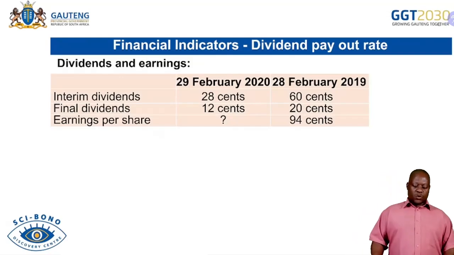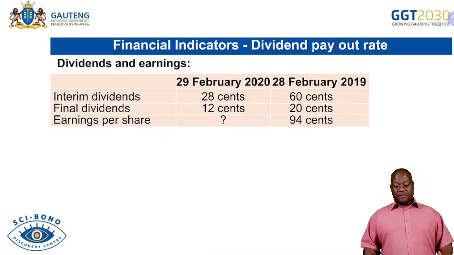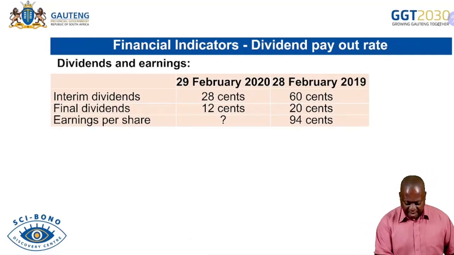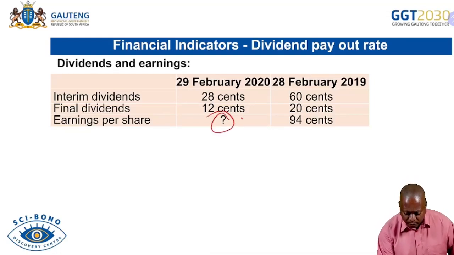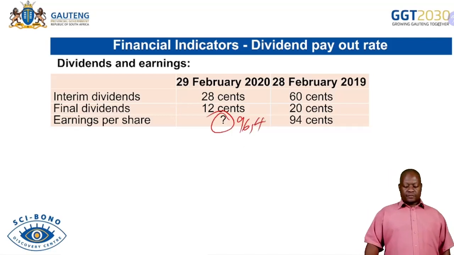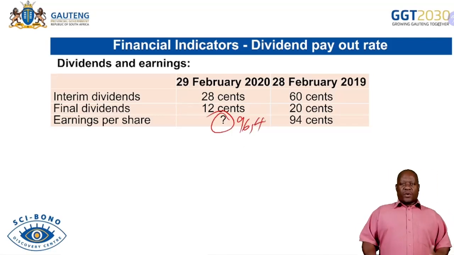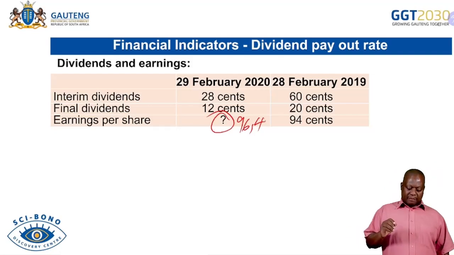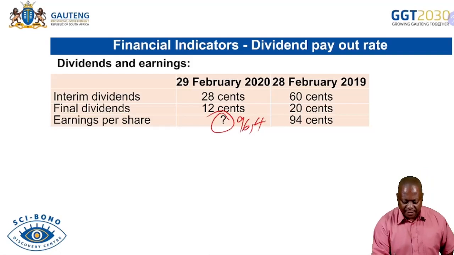So let's look into the next one where we are calculating the dividend payout rate. What are we given? We are given the earnings per share. Here, there's nothing, but we know we have done a calculation and we got 96.4. We've got an answer. So this answer, we are going to be using it. But now, we are not given dividends per share per se. But please look at this.